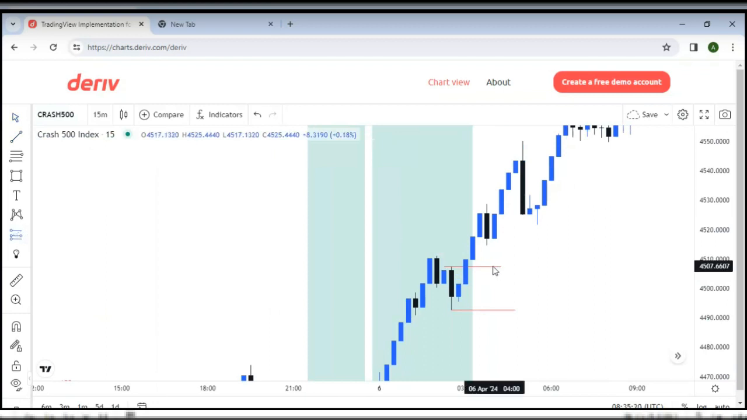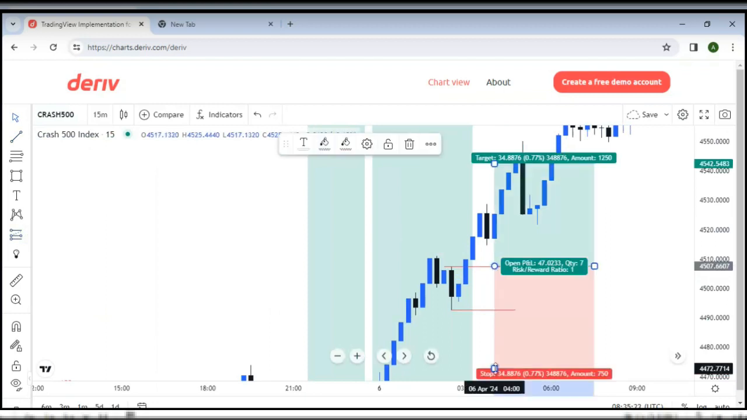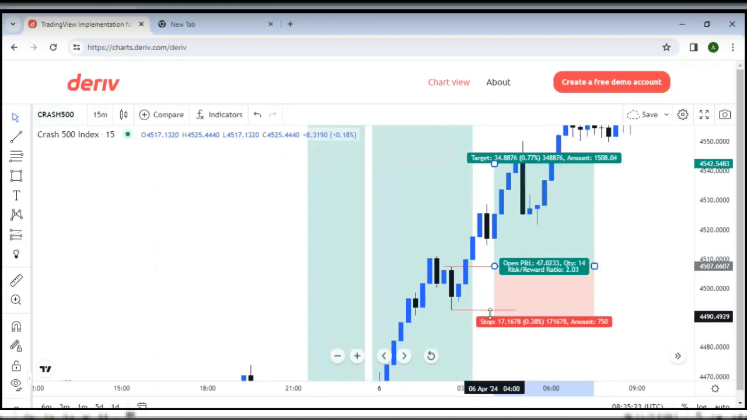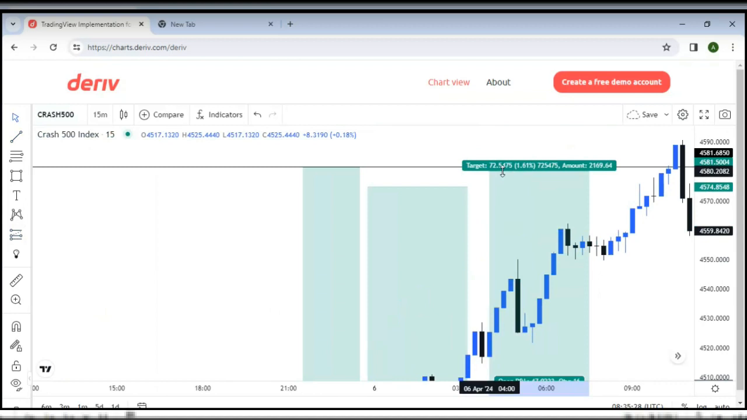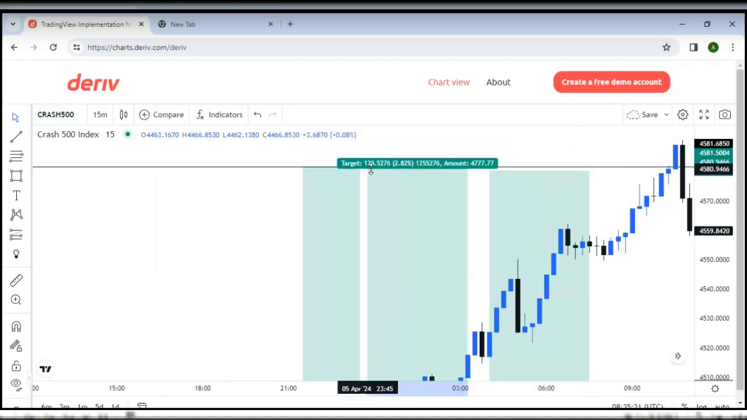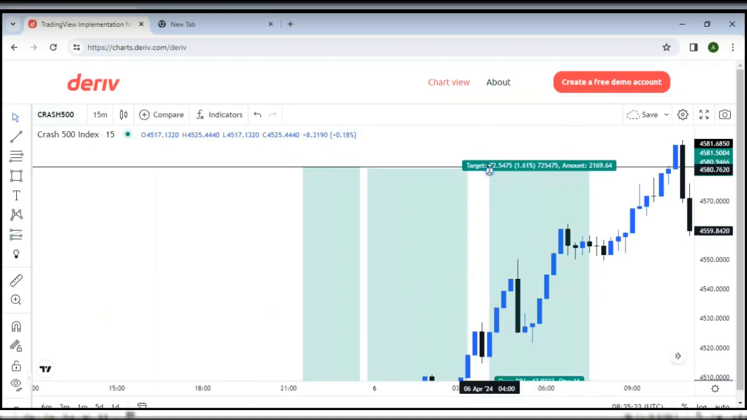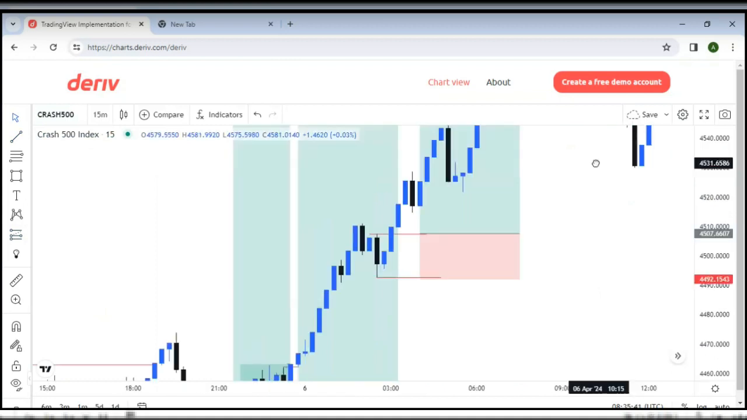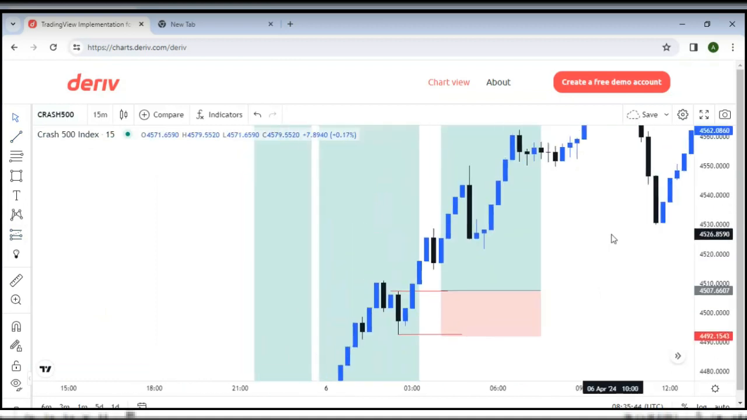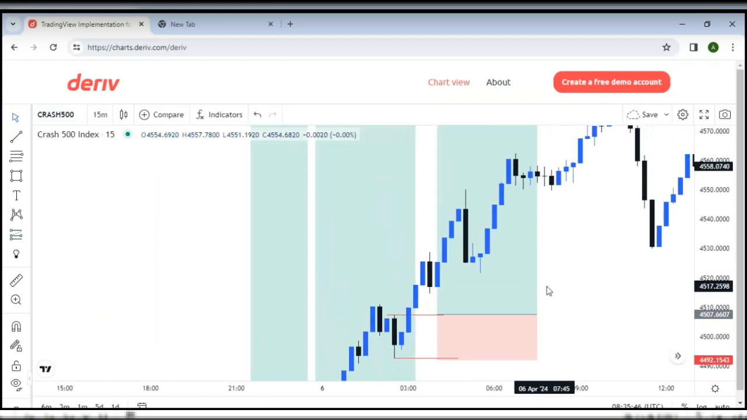So we have this as an entry. Stop loss is below there, and then my target is here. That's where my target is, the H4 high. So that's the third entry for this trade. Let's go. So I have this one also. Not necessarily a bearish candle, you just need a retracement.